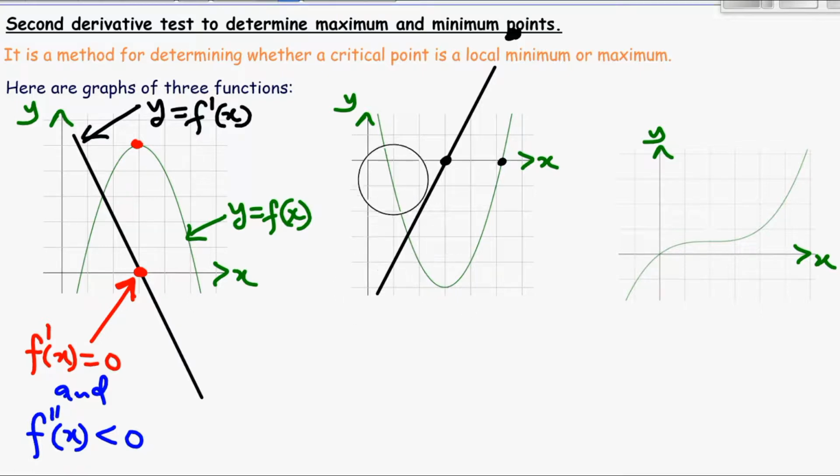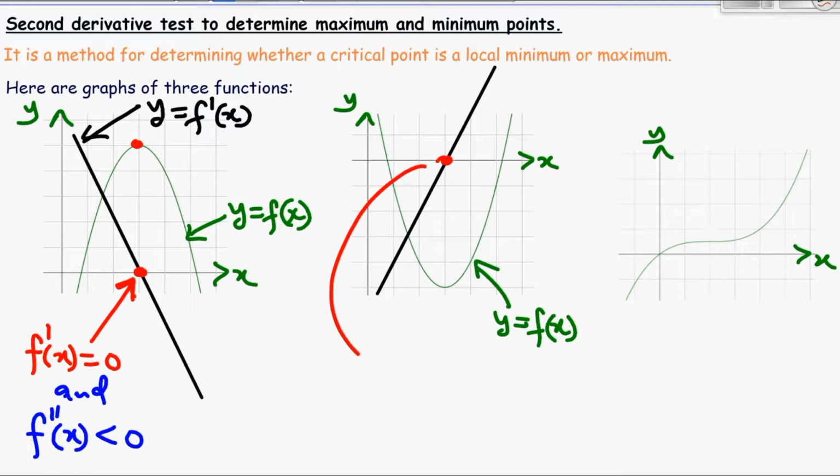So there are a few things that I want to talk about here. Again, this is the graph of y equals f of x. Now, at this point, we can see that f dash x is equal to 0, because this graph here represents this graph here. This one is y equals f dash x.